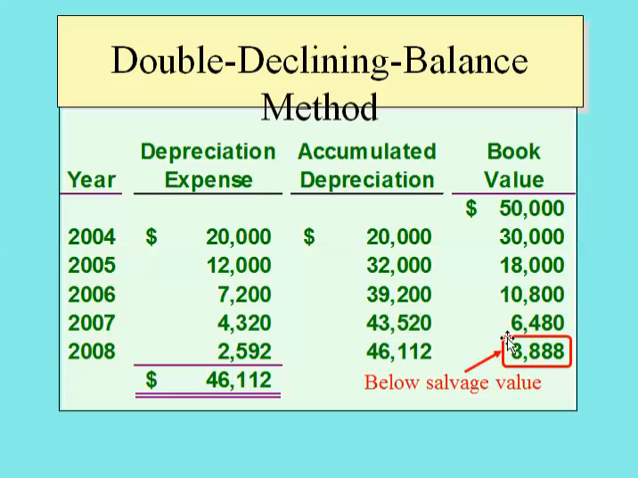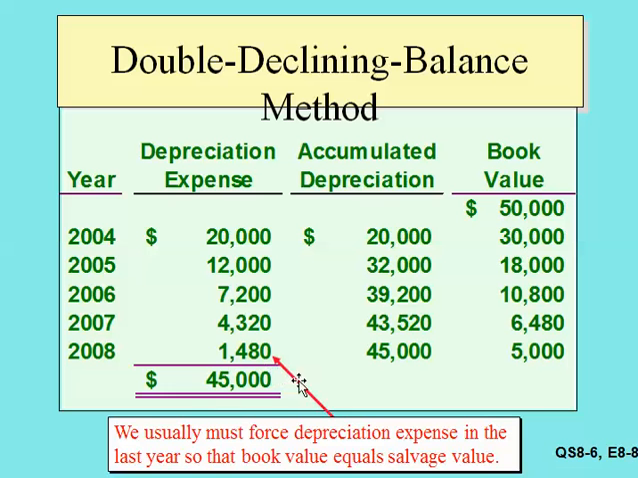Here's a problem. See, we can't go below salvage. If we were to do this and take a full year's depreciation in 08, we would go below salvage value. So we have to adjust that. We cannot take $25.92 worth of depreciation in 08. We'll have to back it down so that our book value will stop at $5,000.